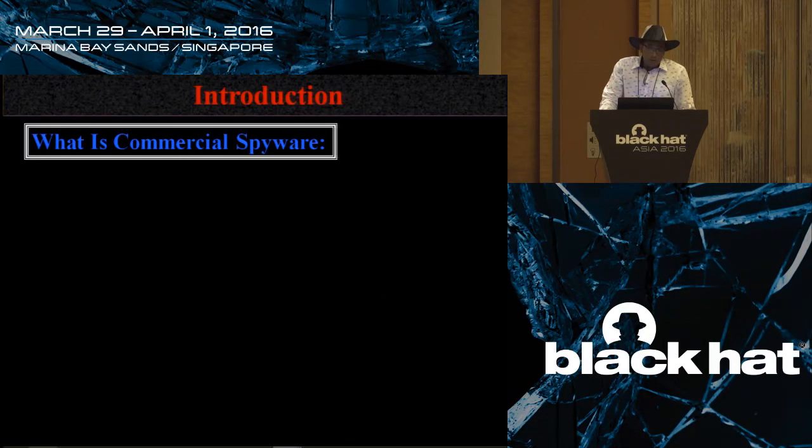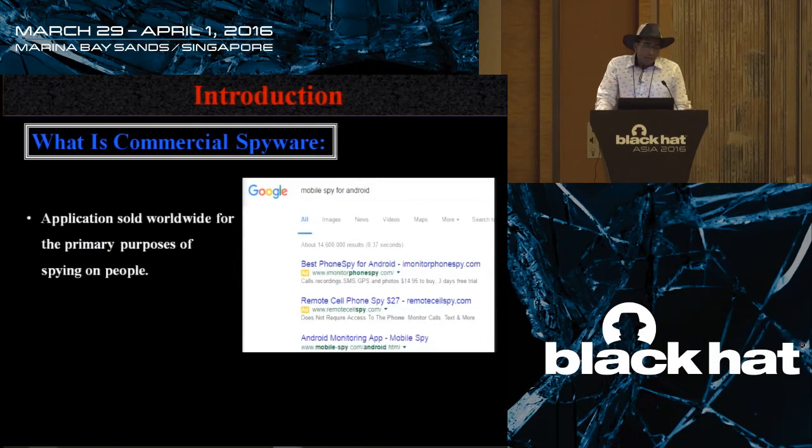What is commercial spyware? Commercial spy applications are sold worldwide through the internet, and you can easily find them by just googling mobile spy for Android. The primary purposes of these applications, as announced on their websites, are to spy on your employees if you are a business owner, for parents to monitor their children, or even to catch a cheating wife or husband.